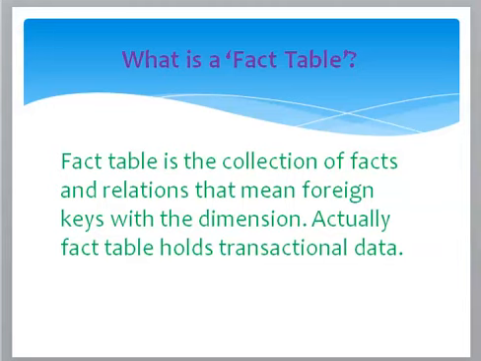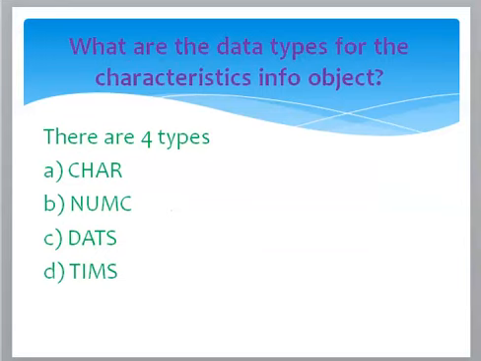What is a fact table? Answer: A fact table is the collection of facts and relations, meaning the event keys with the dimension. Actually, the fact table holds transactional data. What are the data types for the characteristic InfoObjects? Answer: There are four types: CHAR, NUMC, DATS, TIMS.